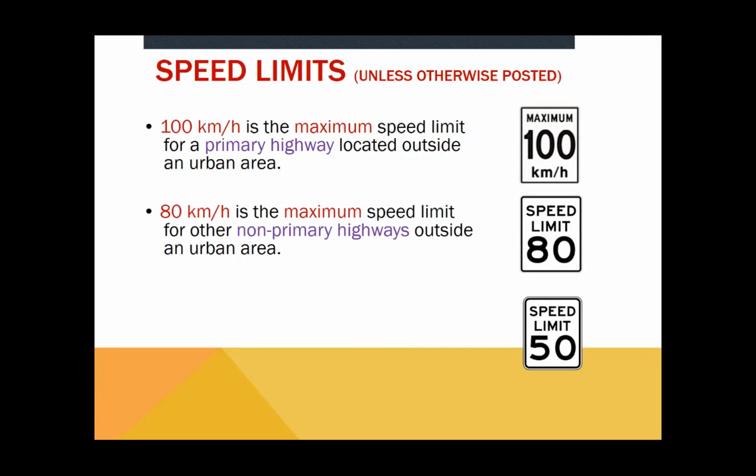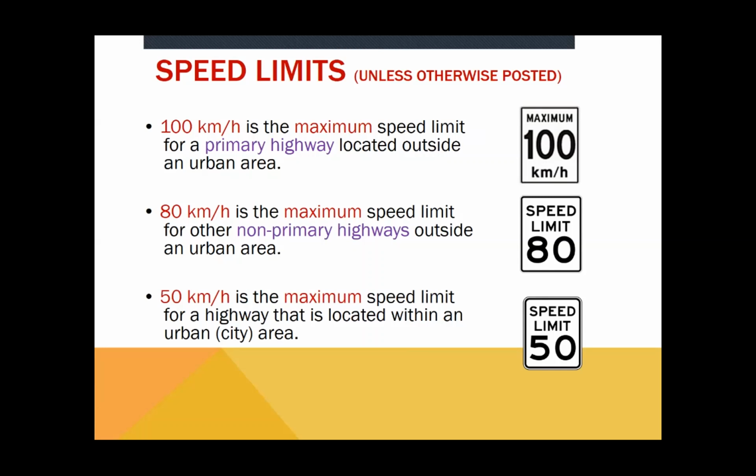And then the default speed limit for roads located in an urban center. These are mainly not highways. They're just roads within urban city limits. Those usually default to 50 kilometers per hour.